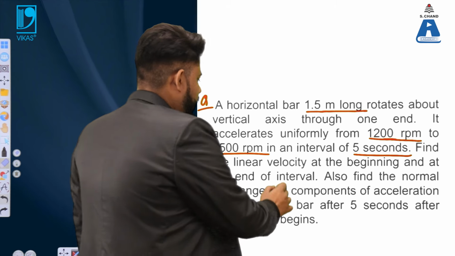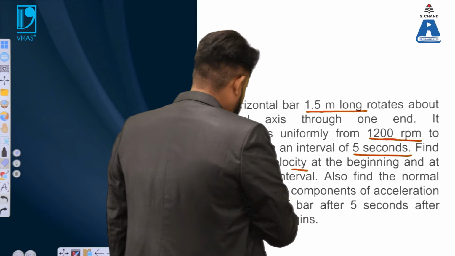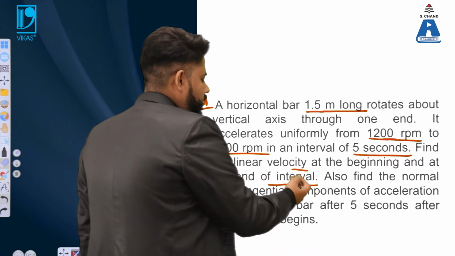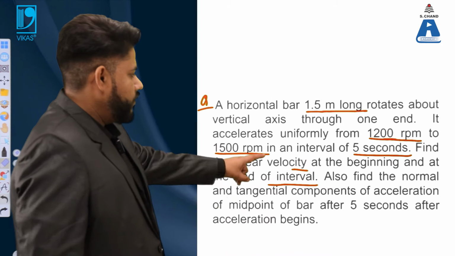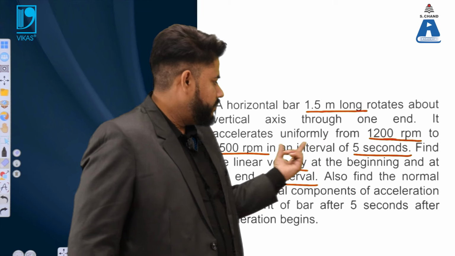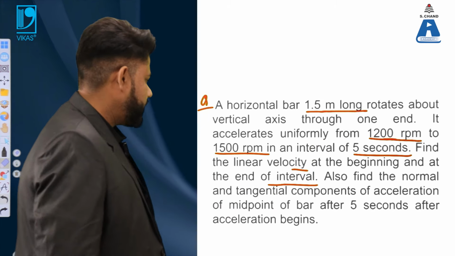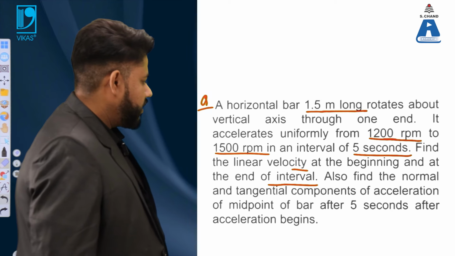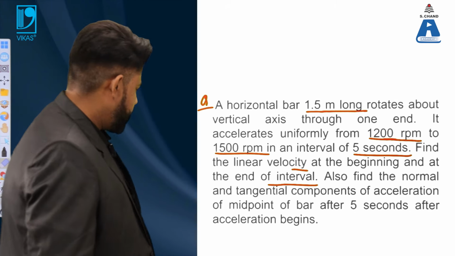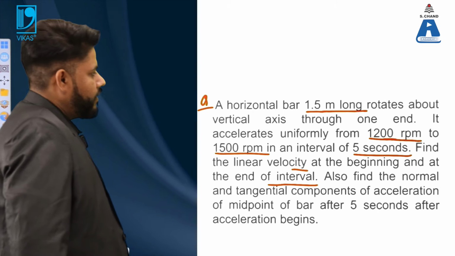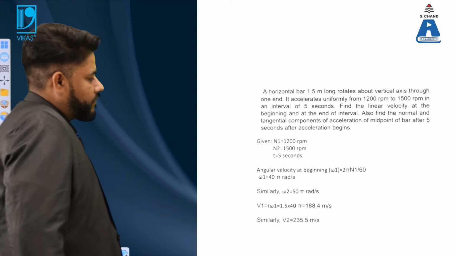What is required? You need to find the linear velocity at the beginning and the end of the interval. The velocities can be determined from the RPMs mentioned. Additionally, the normal and tangential components of the acceleration of the midpoint of the bar are required after 5 seconds, when the acceleration begins. So we look at the question.